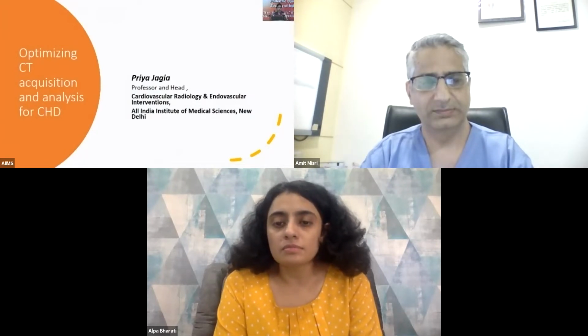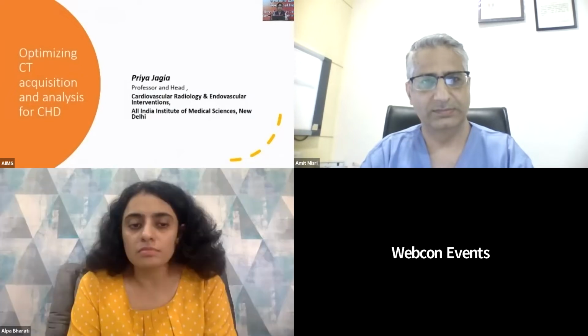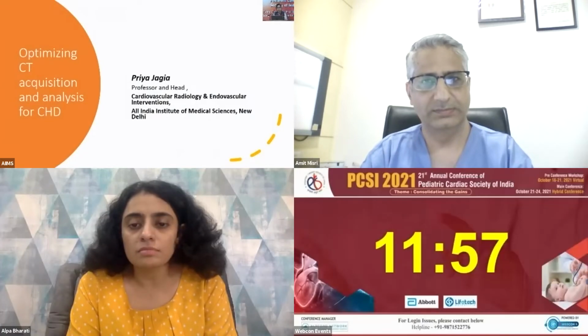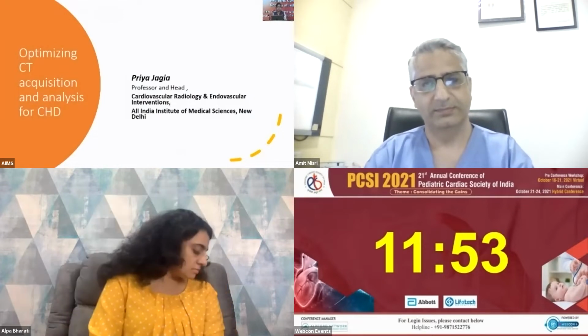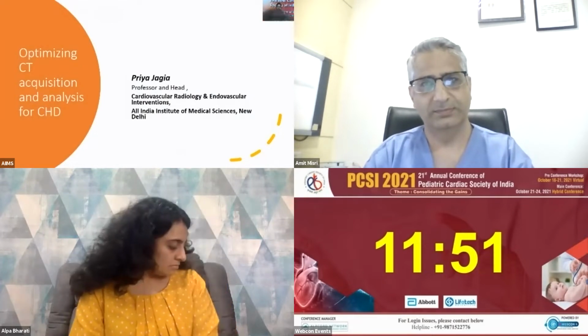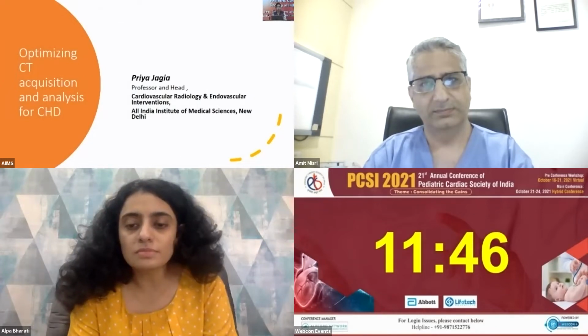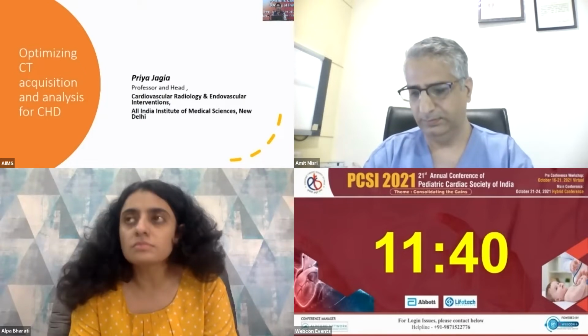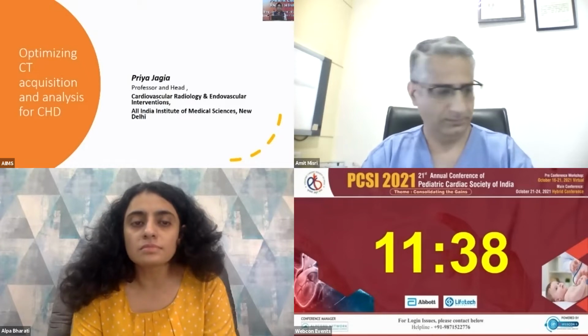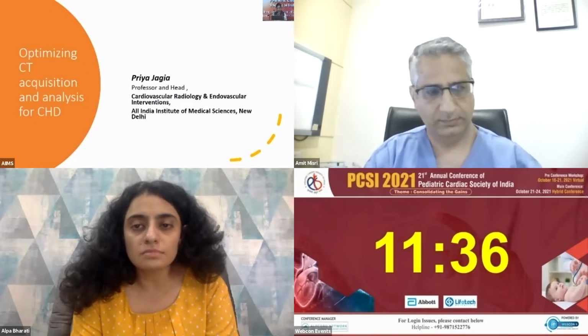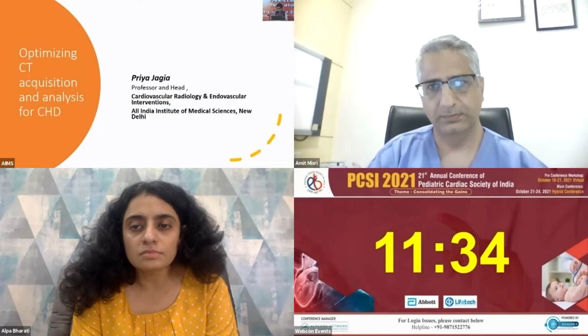Now, when we talk about doing CT in patients with CHD, this is a different ball game altogether. You have patients who are small, who have smaller hearts, who have high heart rate, who are not going to hold breath, and are also going to move around while you're acquiring the CTs. So you need to really work upon your CT protocol so that you get the best out of whatever you can do. So let's start.